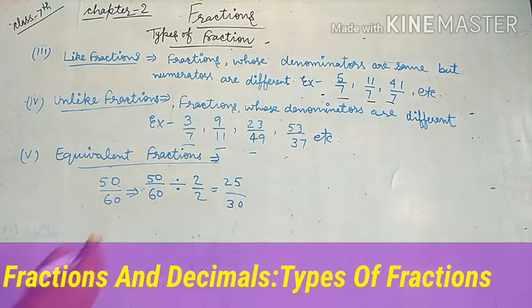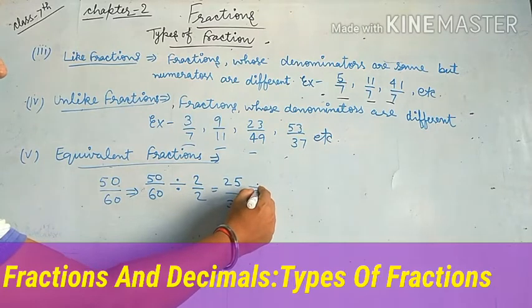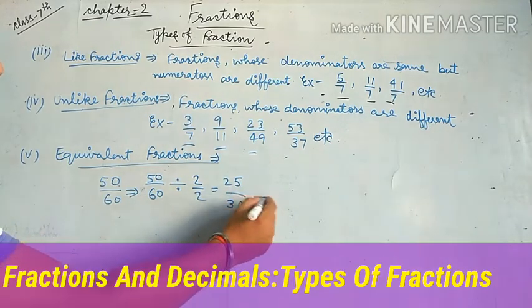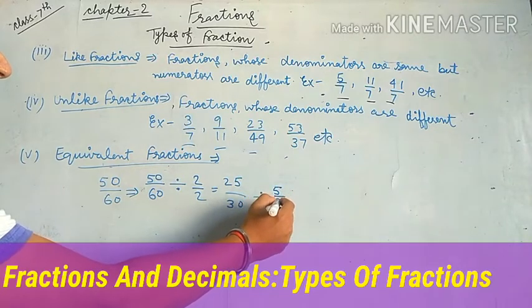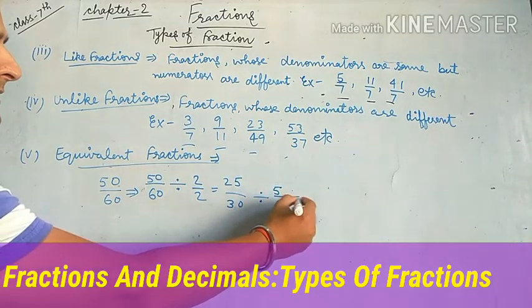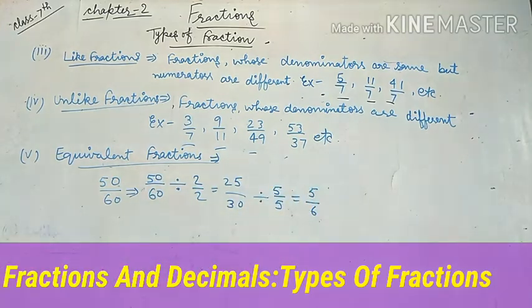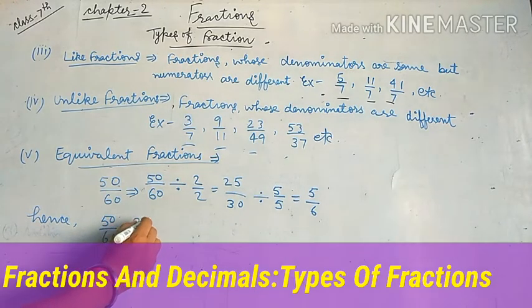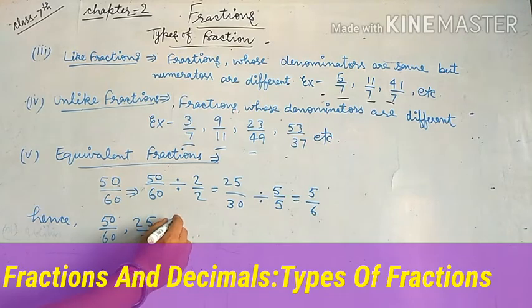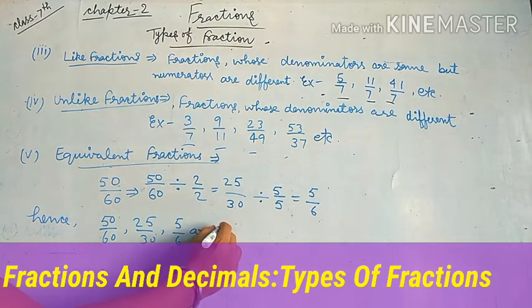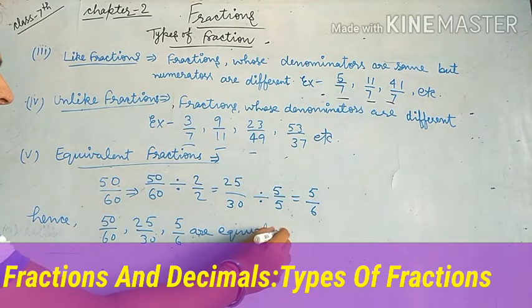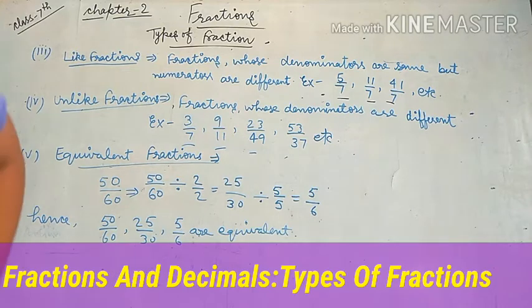So now we will divide 25 and 30 by 5 upon 5. Then the answer will be 5 5s are 25, 5 6s are 30. So hence you can write 50 upon 60, 25 upon 30 and 5 upon 6 are equivalent. Okay, it is a very easy way to understand equivalent fractions.